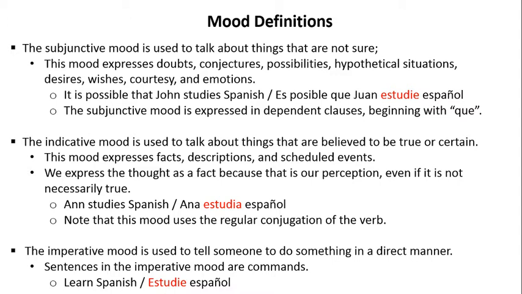Now lastly, the imperative mood is used to tell someone to do something in a direct manner. Sentences in imperative mood are commands. For example, learn Spanish, estudia español. Note that the conjugation of estudiar is the same. I use the same for the subjunctive and the imperative mood. I'll explain this later.